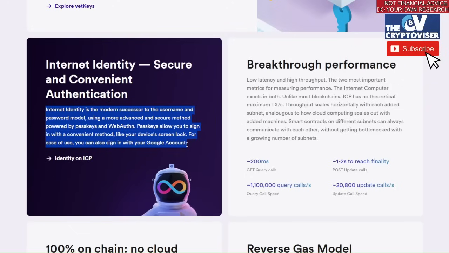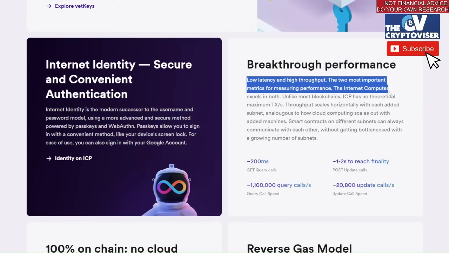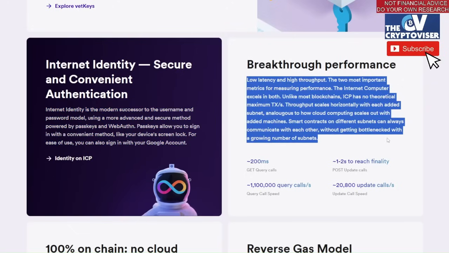Now, we've also talked about the breakthrough performance, the low latency and high throughput, the two most important metrics for measuring performance. Internet Computer excels in both. Unlike most blockchains, Internet Computer has effectively no theoretical maximum transactions per second or blockchain throughput. Throughput scales horizontally with each added subnet, analogous to how cloud computing scales with added machines. Smart contracts on different subnets can always communicate with each other without getting bottlenecked with a growing number of subnets.